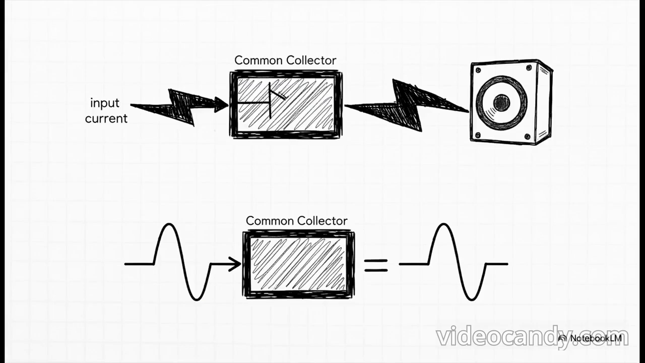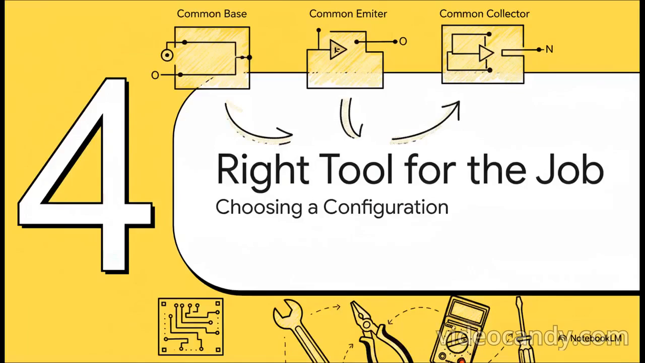So, here's the key thing to remember about common collector. It's pretty much the mirror image of common base. It gives you a lot of current gain, but its voltage gain is actually less than 1. It doesn't amplify voltage at all. So what's it for? Well, its special skill is acting as a buffer. It can take a signal that has a high voltage but can't provide much current, and it transforms it into a signal that can drive a heavy load, like a big speaker.